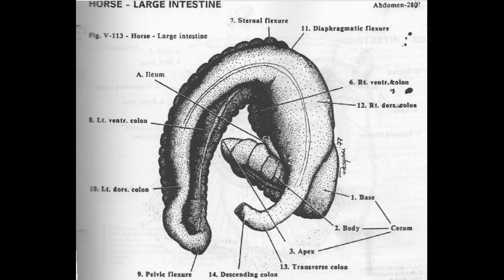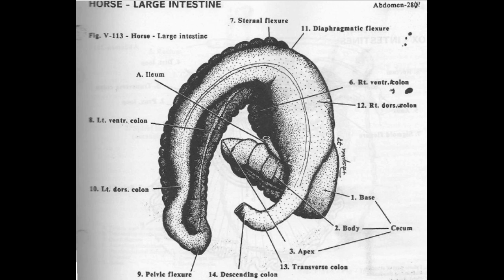After the pelvic flexure, we again move towards the arc of the double U-shaped structure, and the portion of the colon here is called the left dorsal colon. After the left dorsal colon, the arc of the U-shaped structure comes, and this arc is called the diaphragmatic flexure. After the diaphragmatic flexure, we again move caudally, and the portion of the colon formed is called the right dorsal colon.